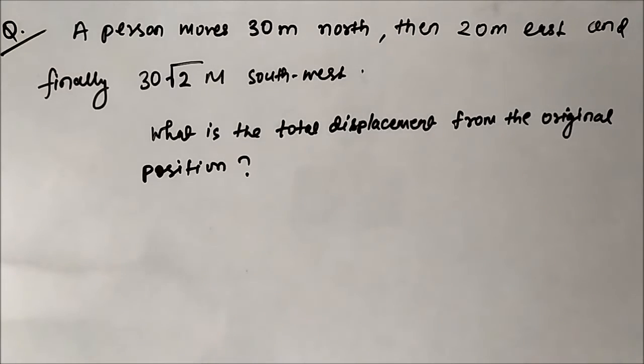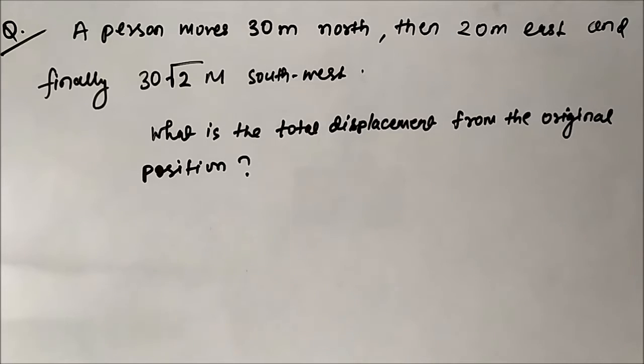Hello friends, so this is the fifth question that we are going to discuss on the concept of vectors and its properties. The question is something like this. A person moves 30 meters north, then 20 meters east, and then finally moves 30 root 2 meters in the southwest direction. What is the total displacement, the net displacement from the original position of that person?